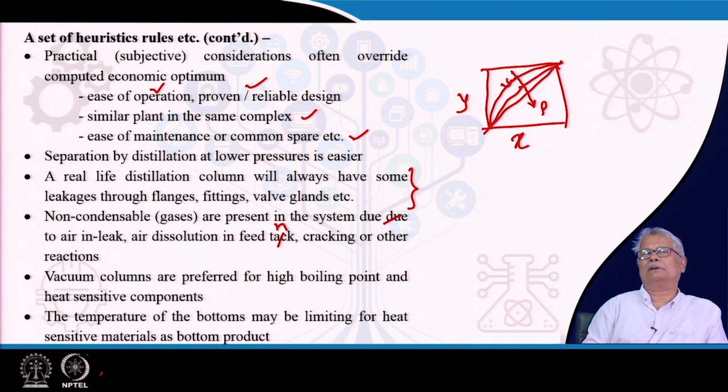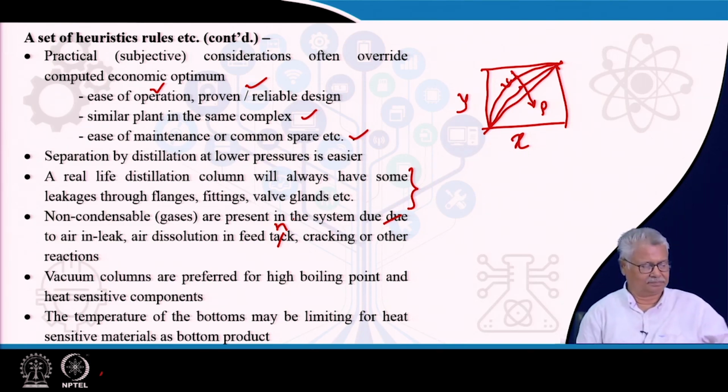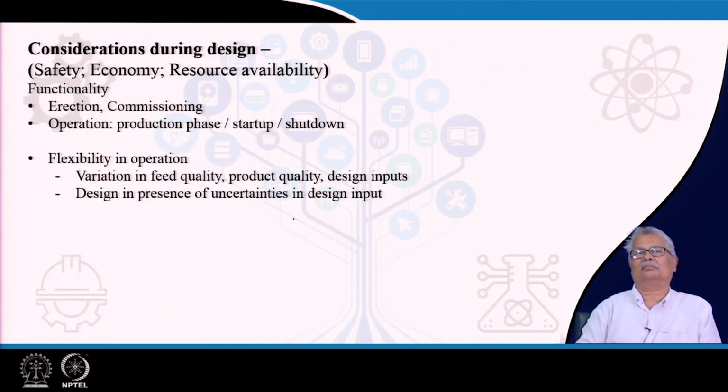Vacuum columns are preferred for high boiling point and heat sensitive compounds, because it reduces the boiling point and the operating temperature of your column, and naturally the bottom temperature in a vacuum column being the highest, we definitely will be having a limiting maximum temperature for the column bottom temperature in case of vacuum columns, and for other columns also, particularly when the bottom product is a heat sensitive material.